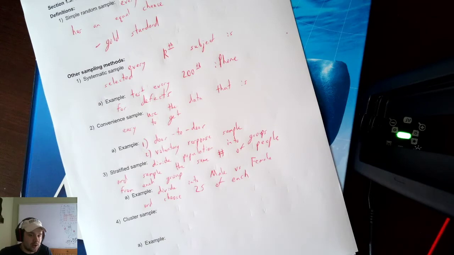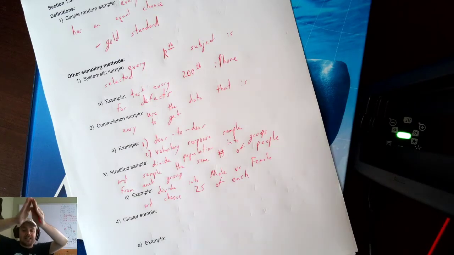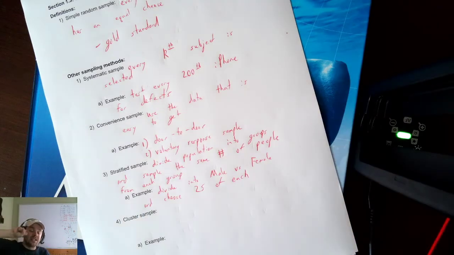Maybe North Country. I want to get 5 students from every class at North Country. The population is North Country students. I divided it by class, and I'm choosing 5 from every class. I take the same number of people from every group.